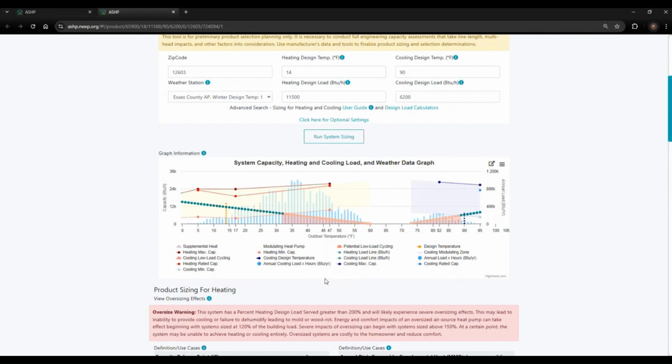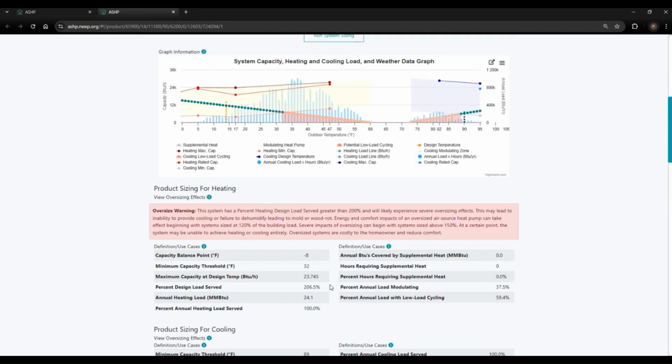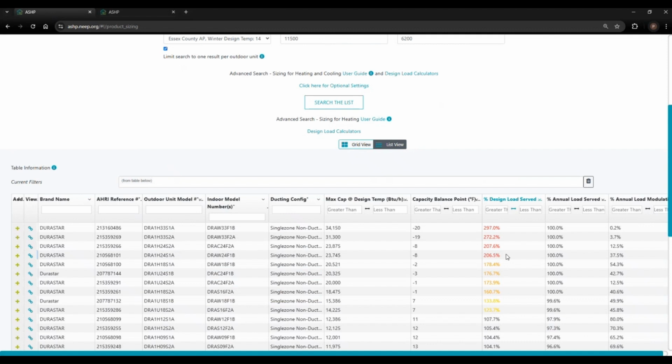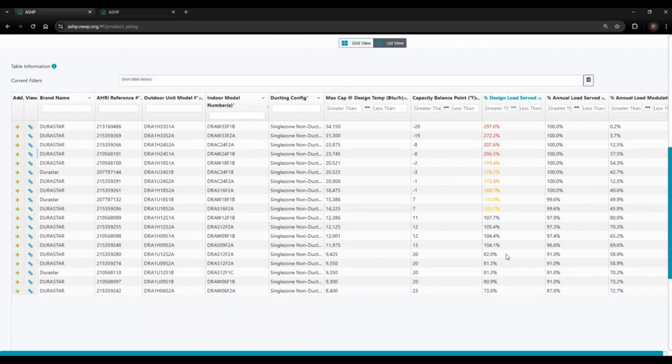Use approved methods like ACCA Manual S to size a piece of equipment. This oversize warning will pop up for pieces of equipment that are over 120% of the heating design load served. Now that we have assessed an oversized piece of equipment, let's look at a piece of equipment that may not cover all of the percent design load served.